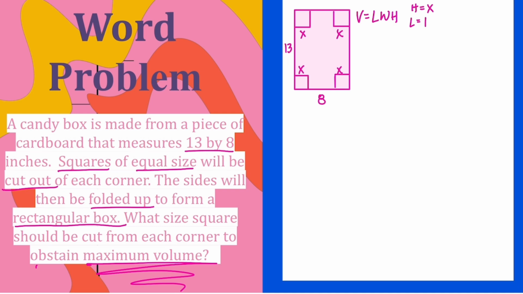Since we don't know the height of the box, it's simply going to be x, because that's what we're trying to solve for right now. Length is going to be 13 minus 2x because there are 2 corners that need to be cut off from the length, and that same concept needs to be applied to the width, right? So it's going to be 8 minus 2x.